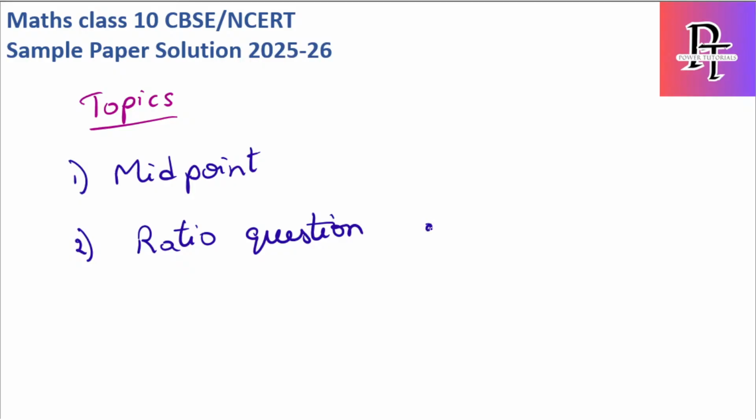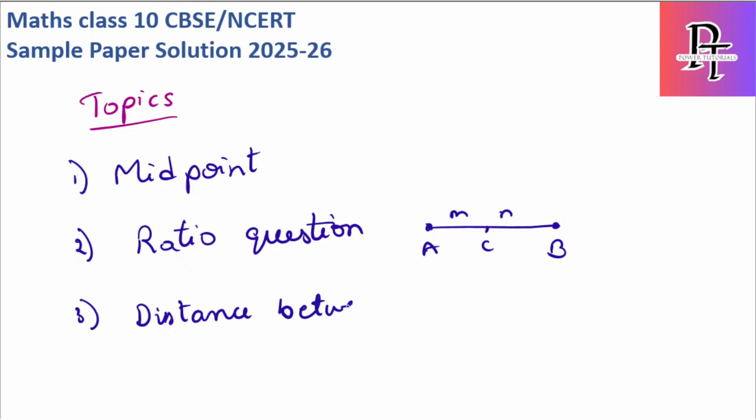that is, we have 2 points A and B. They will say that find point C such that it is dividing in ratio m:n. They can ask you in this way, and then you can also have distance between 2 points. They can also ask you area of triangle formed.